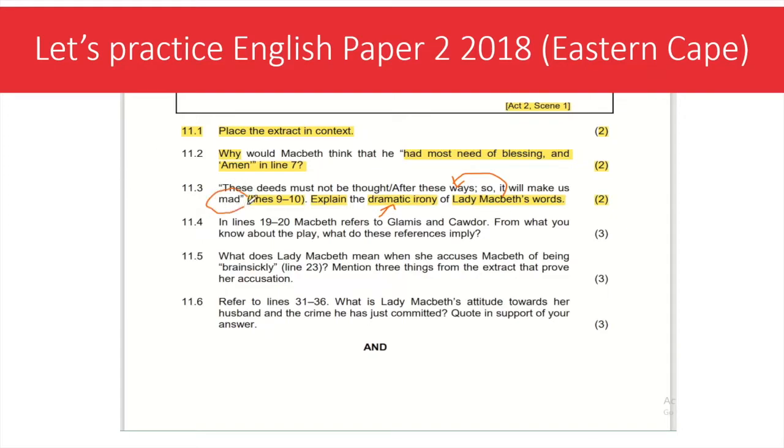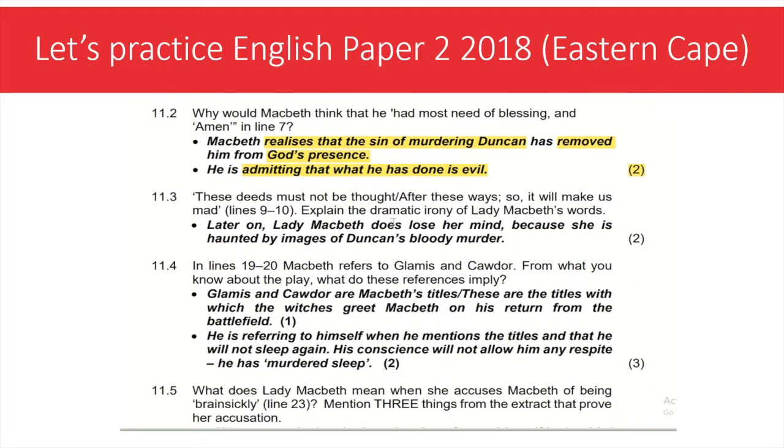And this is ironic because she eventually goes mad, where she is walking through the castle, or sleepwalking through the castle, trying to wash the blood off of her hands. But let's have a look at the memo. So, later on, Lady Macbeth does lose her mind because she's actually haunted by the images of Duncan's bloody murder.